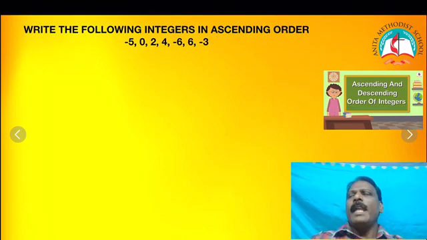Now write the following integers in ascending order. What is ascending order? Small value to big value. So how to write all the integers? Write from small value to big value. That is called increasing order or ascending order.